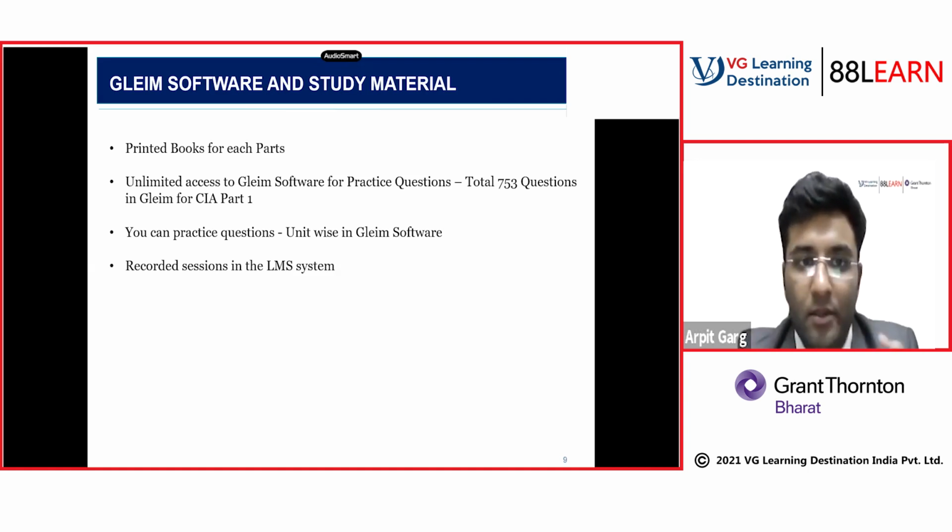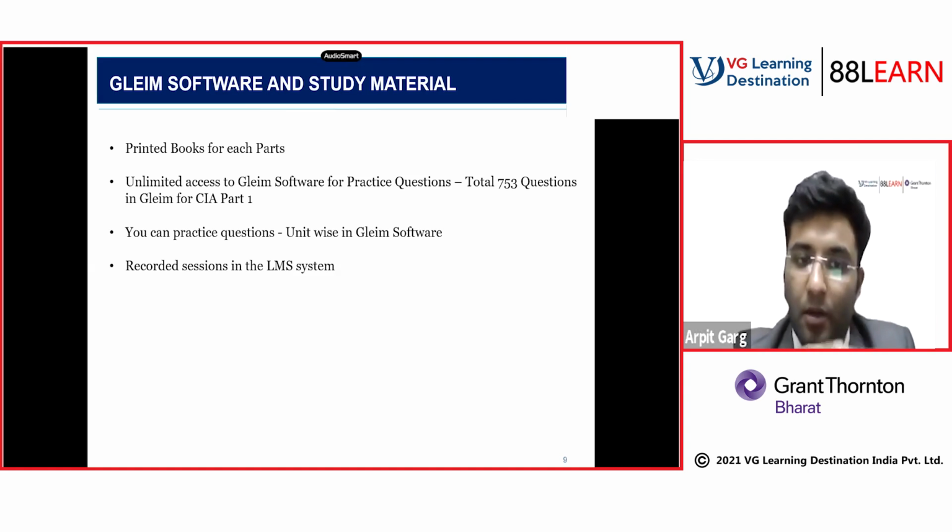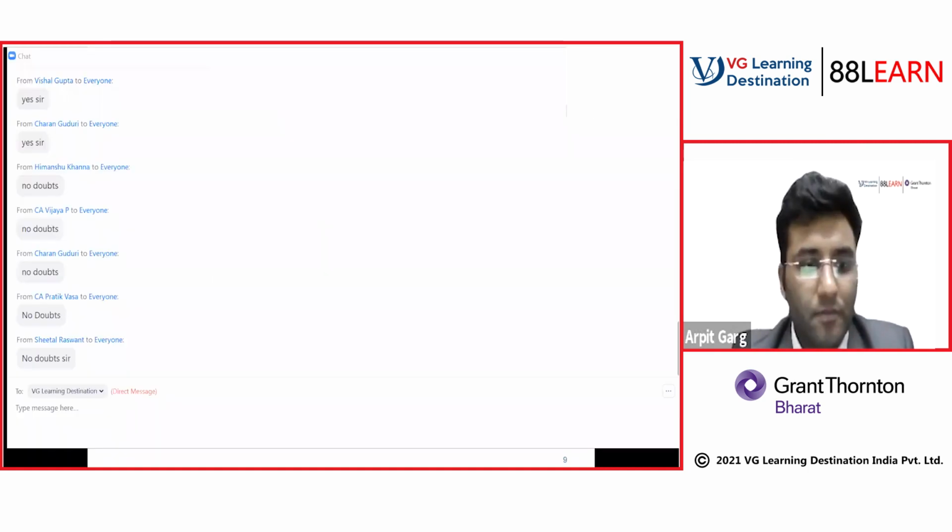So I hope you're clear with the software that you're going to be made available for your learning and the study material. And trust me, this is sufficient. This is sufficient to clear your CIA Part 1 program. Is that clear, guys? May I know from you?